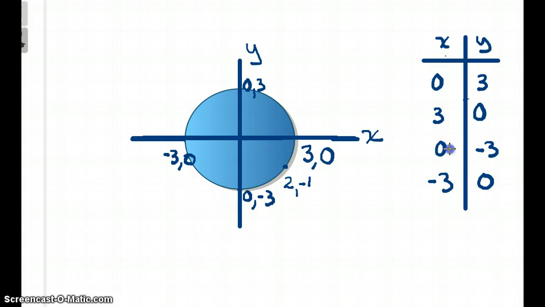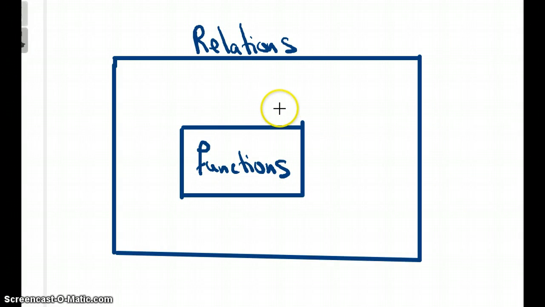And you can also see here that 0 has two outputs. When we look at 0, it can either be a +3 or it can be a -3. Well, that's fine. That's a relationship. We have a relationship with the x and the y, and it generates a graph that looks like a circle. Well, where does a function fit in there? Well, functions are just special relations. Okay? So every function is a relation, but not every relation is a function. Just the same as every square is a rectangle, but not every rectangle is a square.